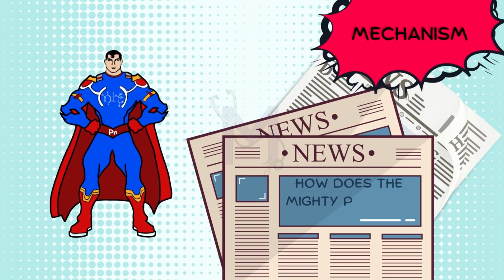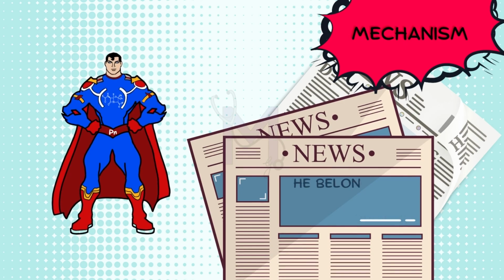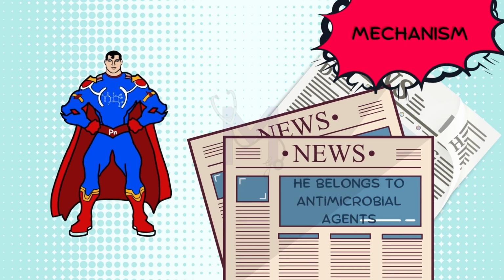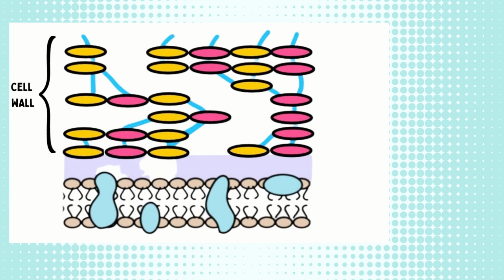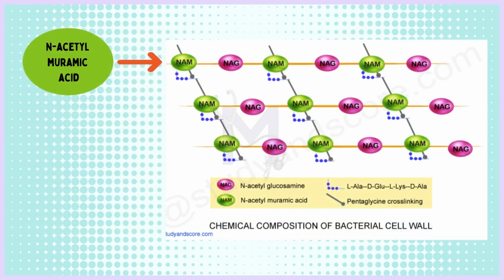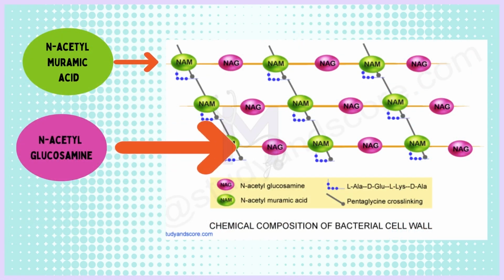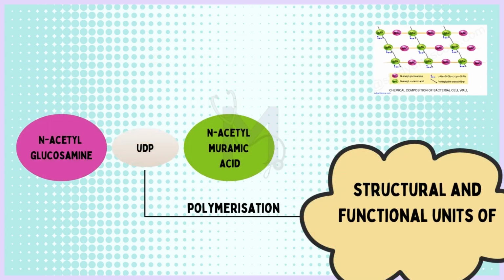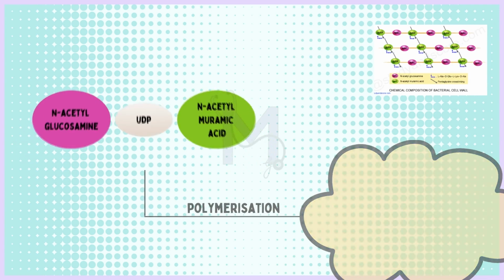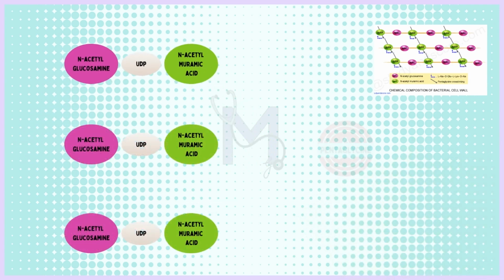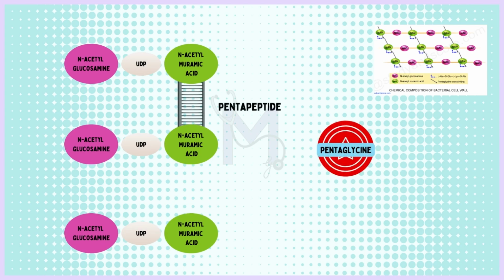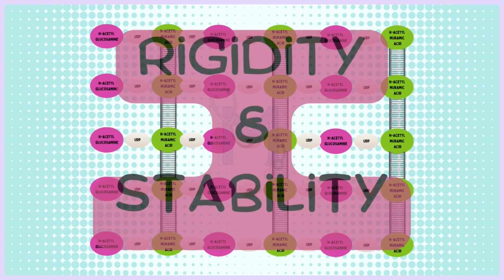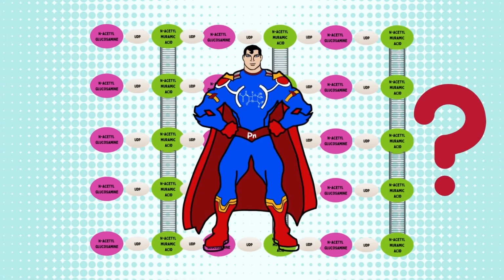Now let's talk about how penicillins work. Penicillin falls under the class of antimicrobial agents that prevent the synthesis of cell walls. Peptidoglycan, which is a component of the bacterial cell wall, is cross-linked by peptide chains. N-acetylmuramic acid and N-acetylglucosamine, which promote constant polymerization in the presence of UDP, are the structural and functional units of this. Pentaglycine aids N-acetylmuramic acid in promoting the polymerization of pentapeptide and its cross-linking with the neighboring strand. Cross-linking gives the cell wall its rigidity and stability.